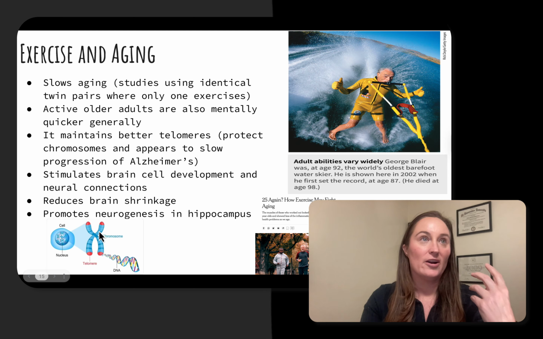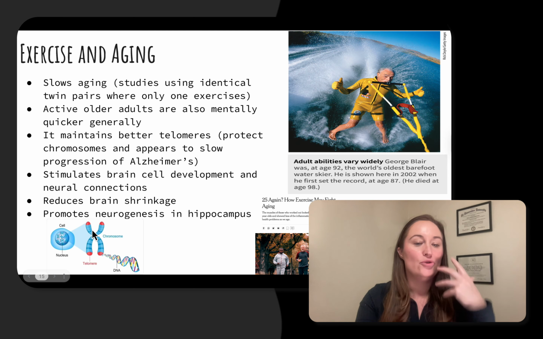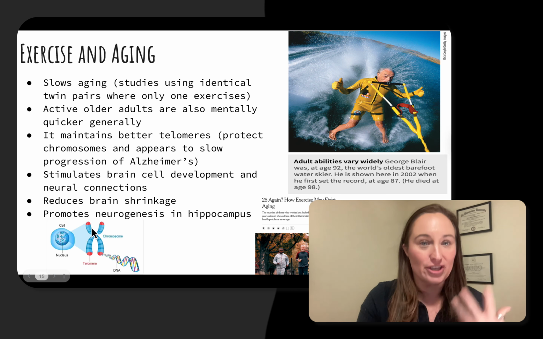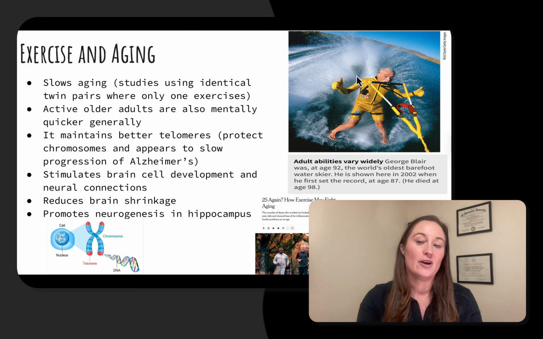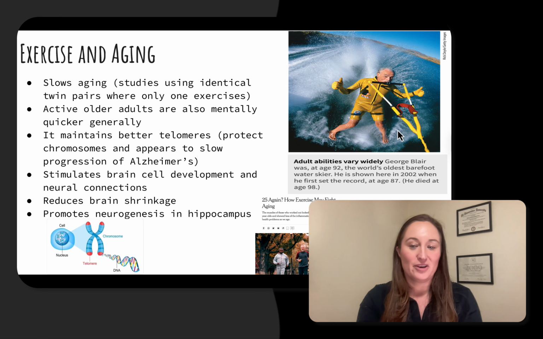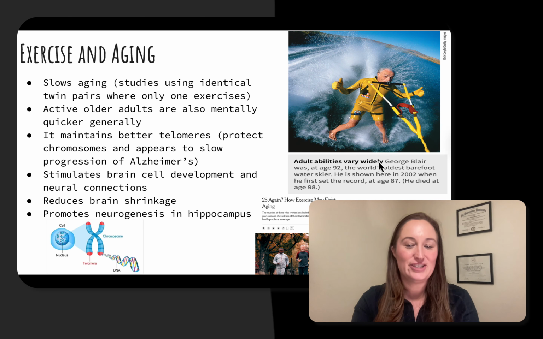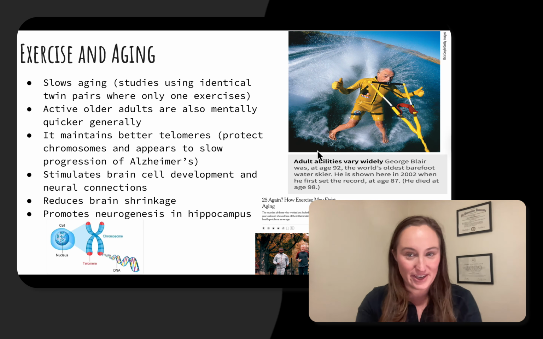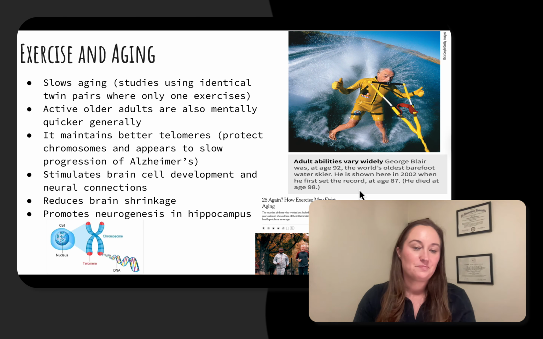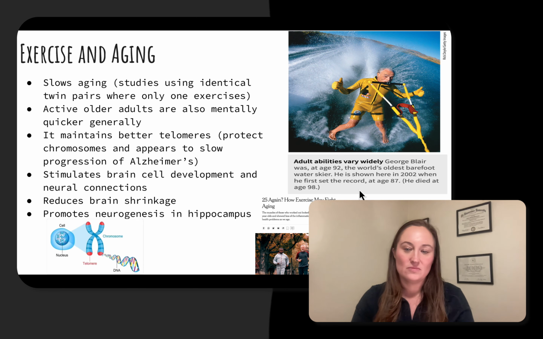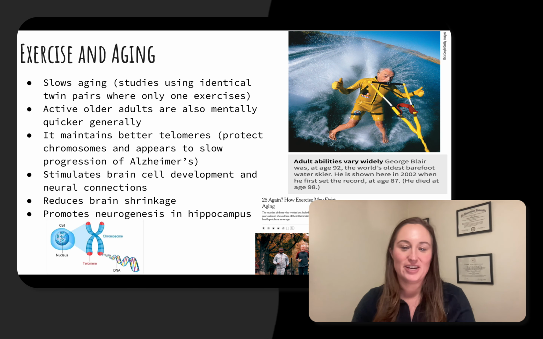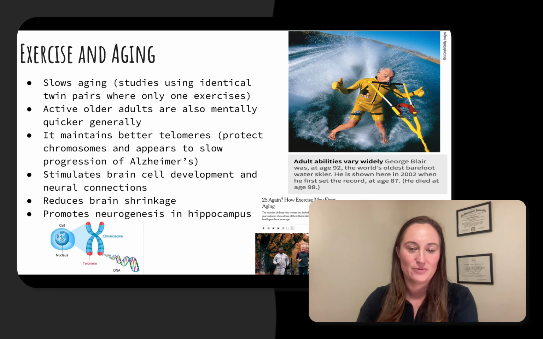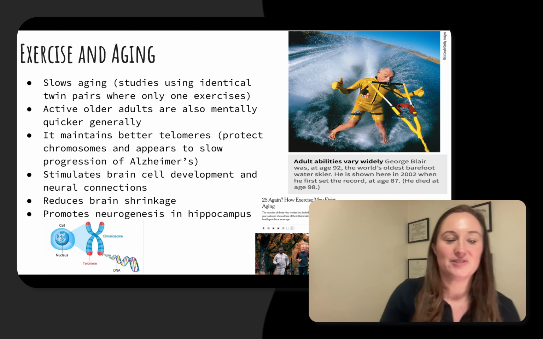So your cells are aging slower, right? And you can see that physically in people who are aging well. I mean, look at this guy. He is 92, the oldest barefoot water skier. I'm sorry, he was age 92 when he was the world's oldest, and this photo is from when he was 87.